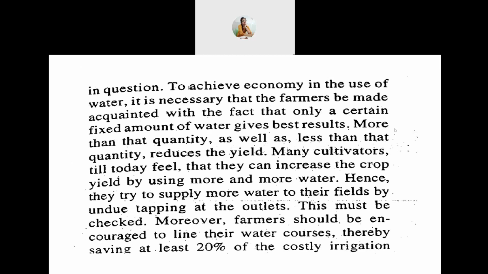More than that quantity as well, less than that quantity reduces the yield. So many cultivators still today feel that they can increase the crop yield by just using more and more water. Hence they try to supply more water to their fields by undue tapping at the outlets. This must be checked. Moreover, farmers should be encouraged to line their water courses, thereby saving at least 20% of the costly irrigation.